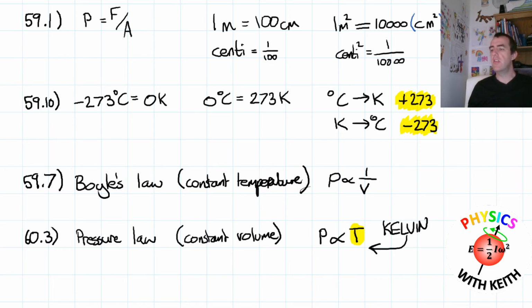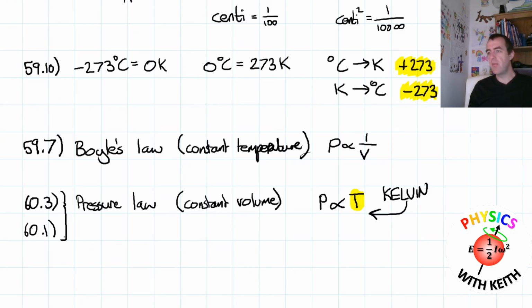So once you've converted your temperature into Kelvin, find the factor change in the temperature, and that will tell you the factor change in pressure because they're directly proportional. Then you multiply the old pressure by that factor change to get the new pressure. In fact, 60.1 uses exactly the same ideas. And that's it. That's all there is for this board.